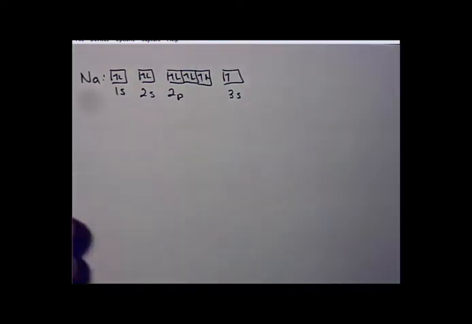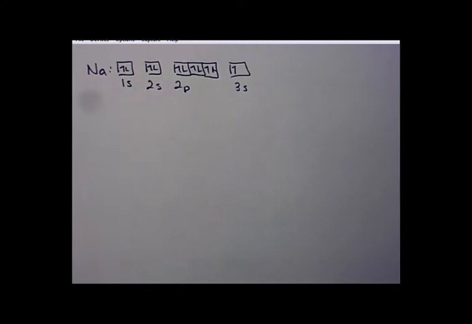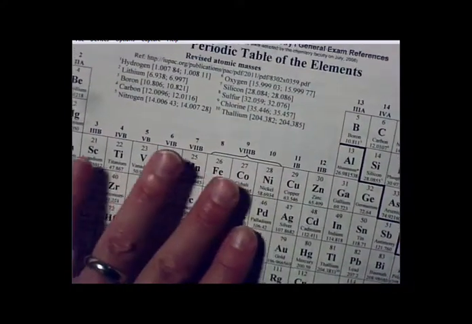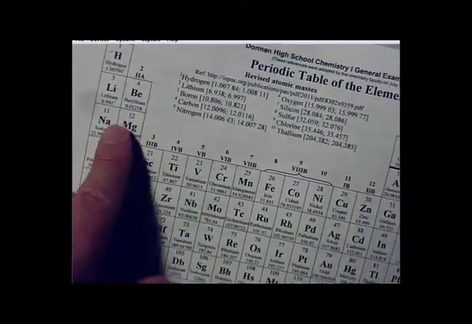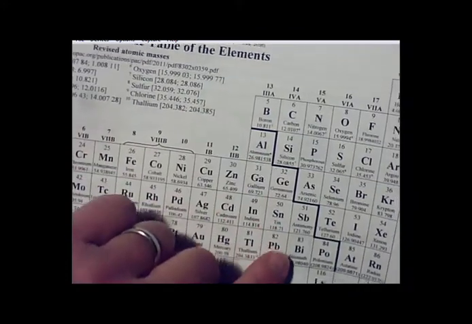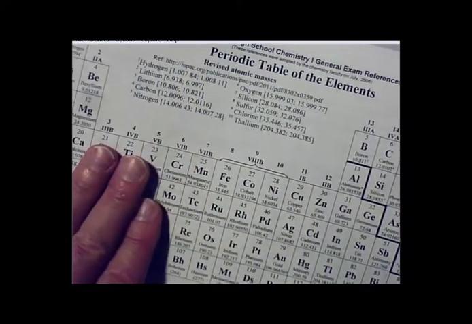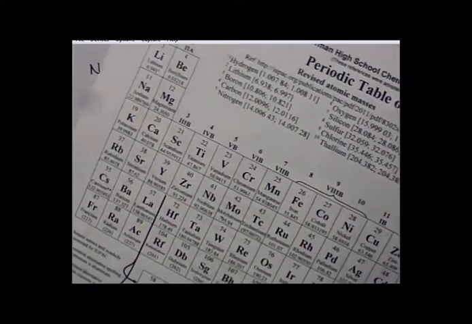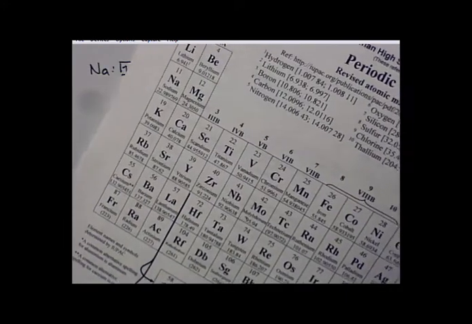Now this is a metal. All the atoms on the left-hand side of the periodic table, including sodium, on the left-hand side of this stair step here, all these atoms over here are going to be metals.